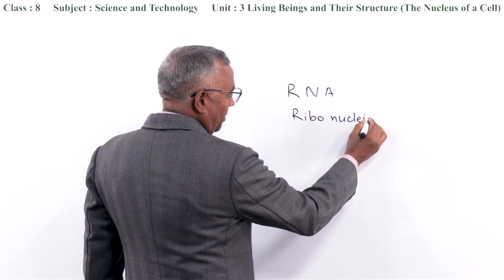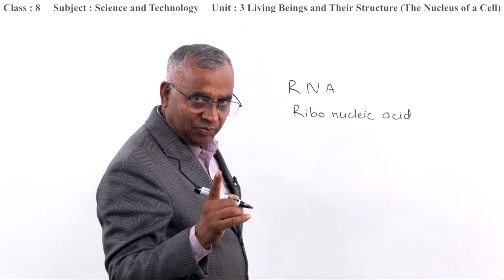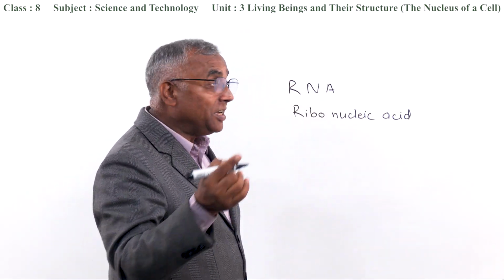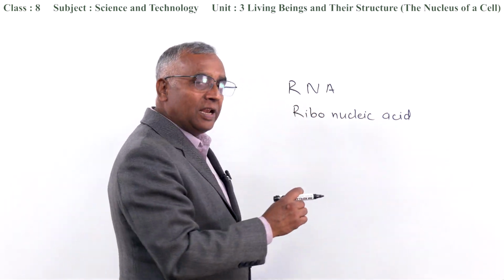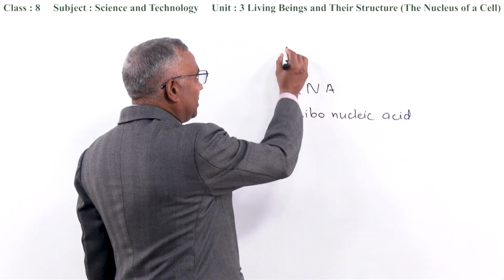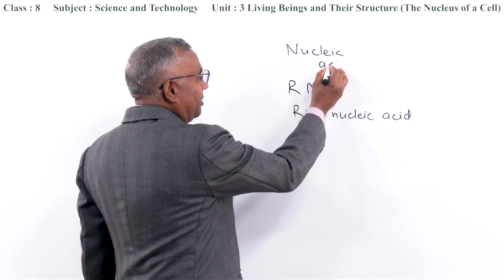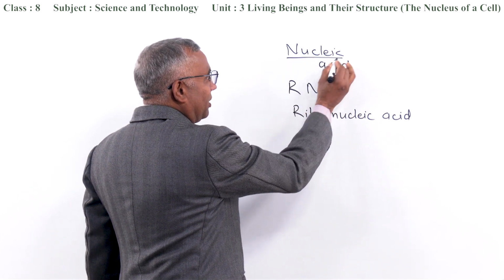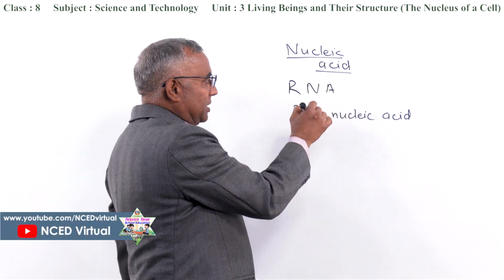Ribonucleic acid. Like that, what did I tell you? DNA. Deoxyribonucleic acid. So, RNA and DNA are combinedly called as what? Nucleic acids. Nucleic acids. Yes, they are the main two acids.